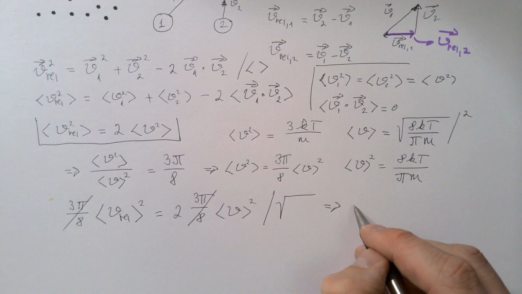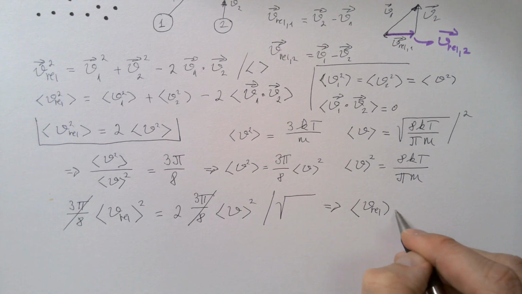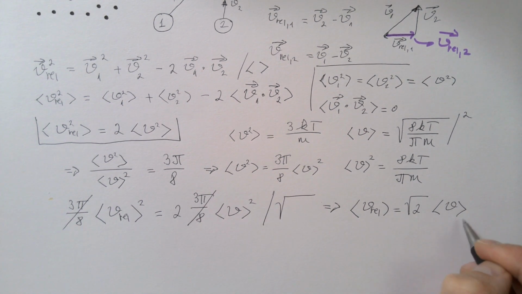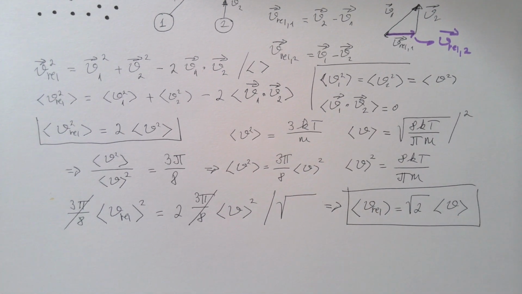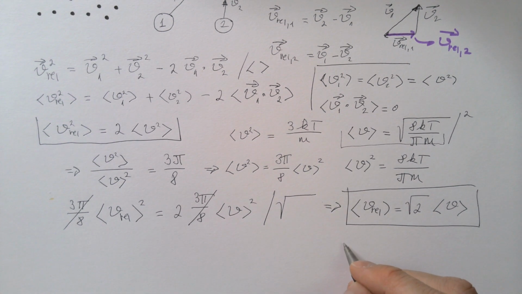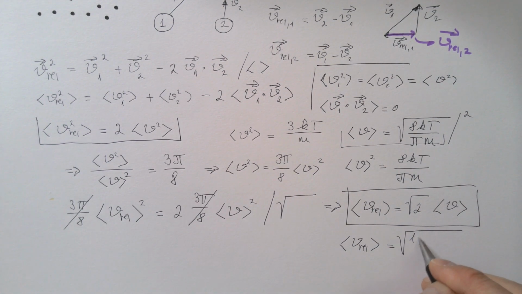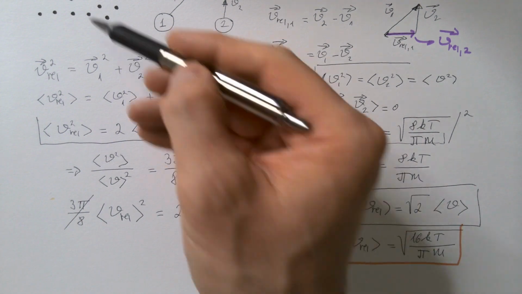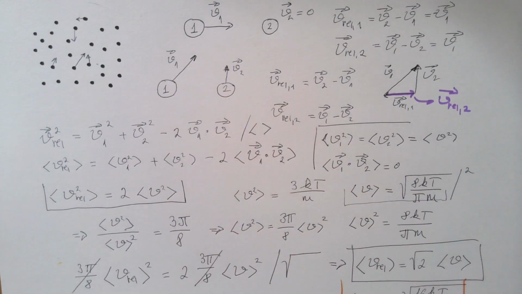that the mean relative speed is simply equal to the square root of 2 times the mean speed. Absolutely beautiful result. And of course, I already know what the mean speed is, so I can write here finally that the mean relative speed is therefore equal to, 2 times 8 is 16, so I will get the square root of 16kT divided by pi m. And this is the relative velocity between atoms of the same kind in a gas that we described here.